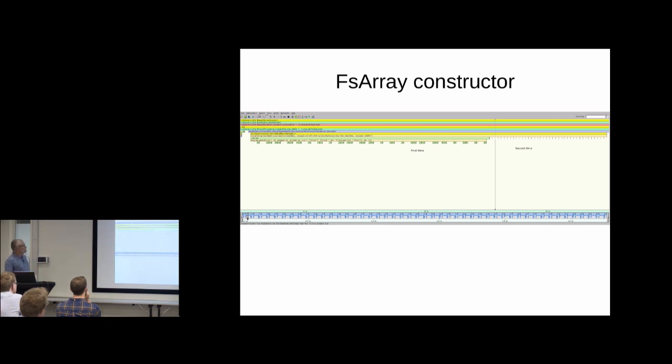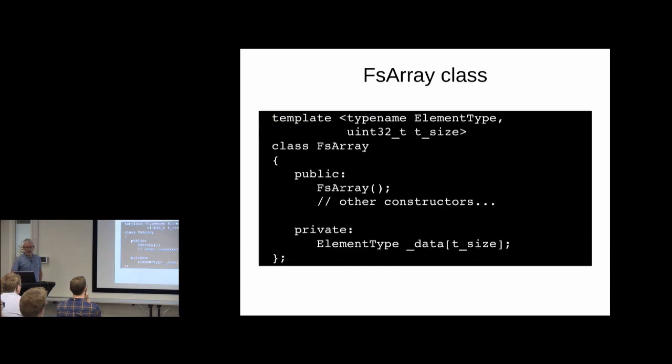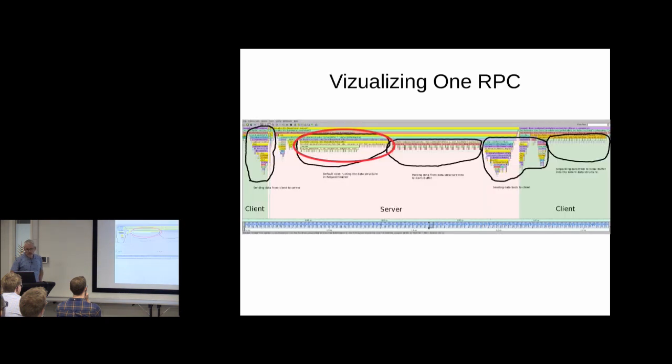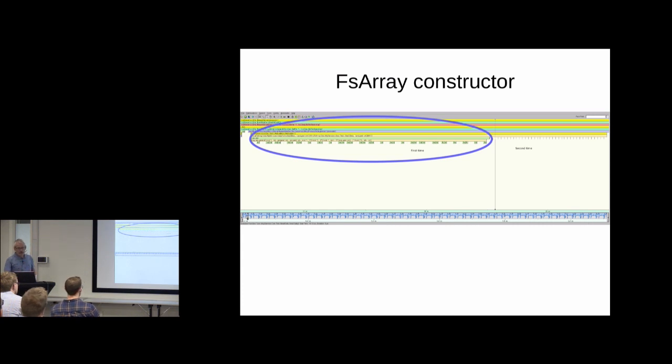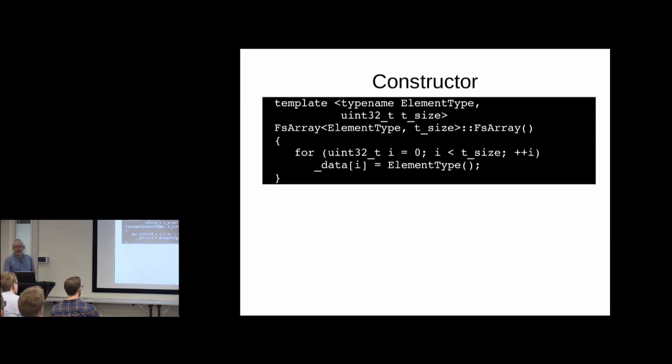So when we zoom into this, this is just a constructor. It's about 6 microseconds of execution time. This part here is where we are default constructing each element in the array. But what was the second part? That one. Okay, then we go and look at the implementation of that constructor.